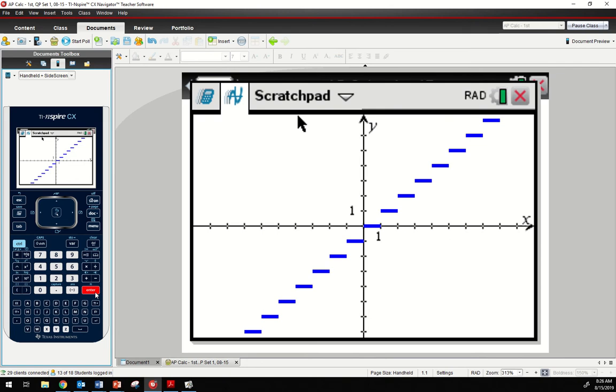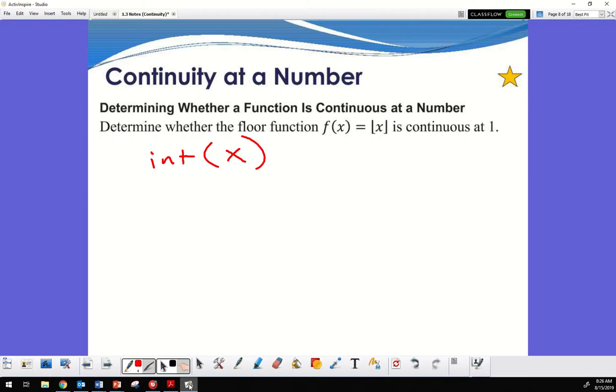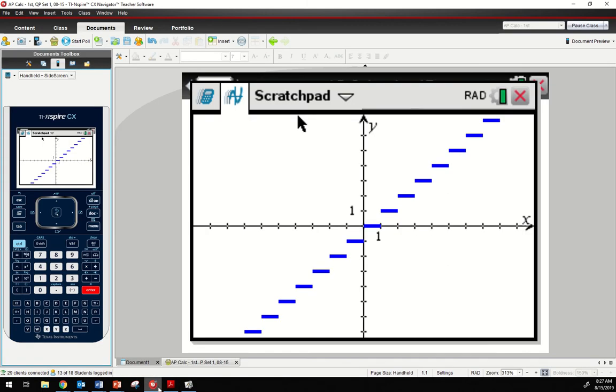All right. So let's go back to my question. It said, is it continuous at 1? Okay, let's see where 1 is going to be. 1 is right here. For you people watching on YouTube, you can't really see my pen here, but watch. There, right there. 1 is right there.